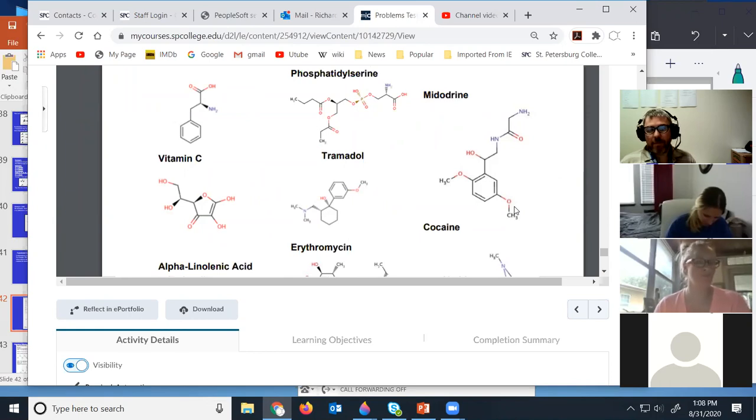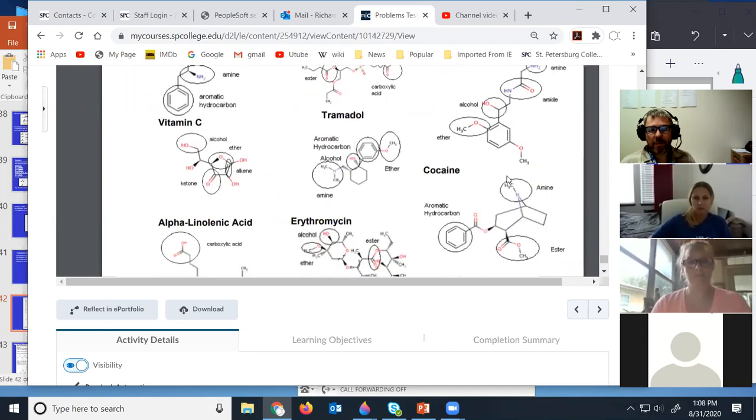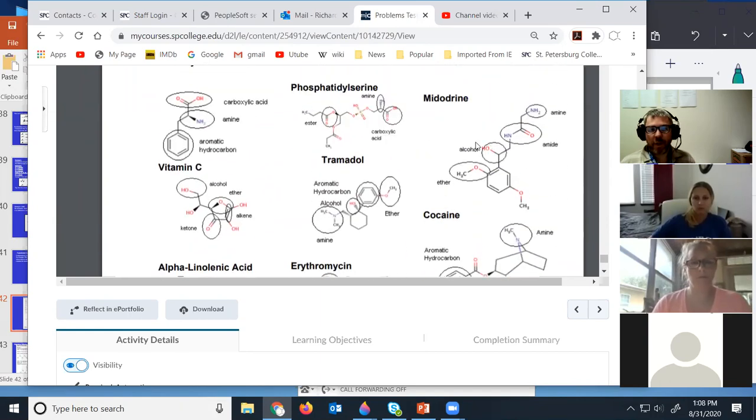I'm going to be fairly lenient when it comes to what you circle. As long as you circle something that looks like you're circling the functional group, I'll be okay with it. I think, Courtney, that's the basis of your question. If you just circled the OH here, I'd be okay with that. If you circle the C with the OH, I'm okay with that as well.